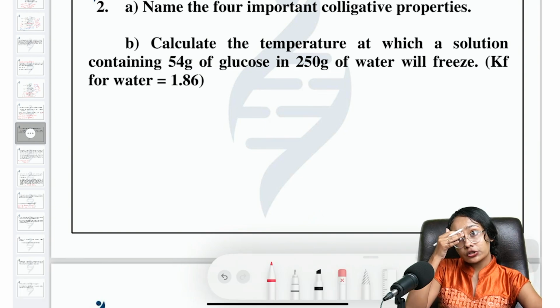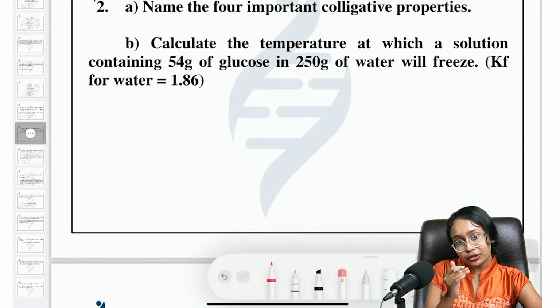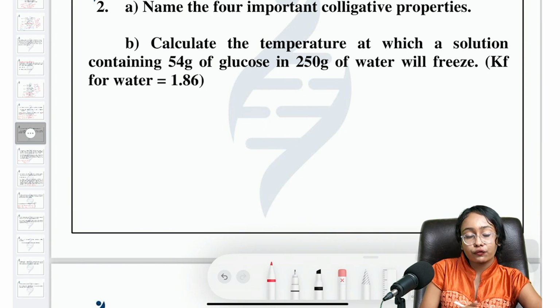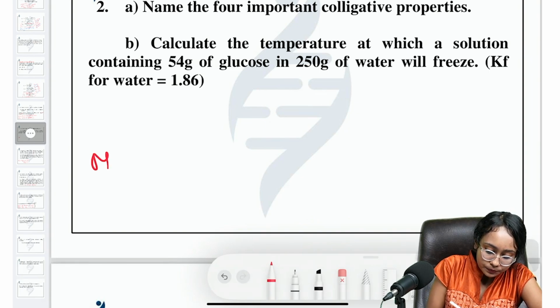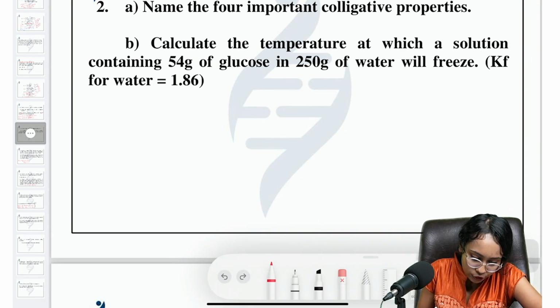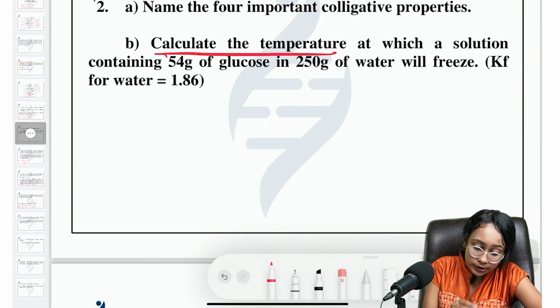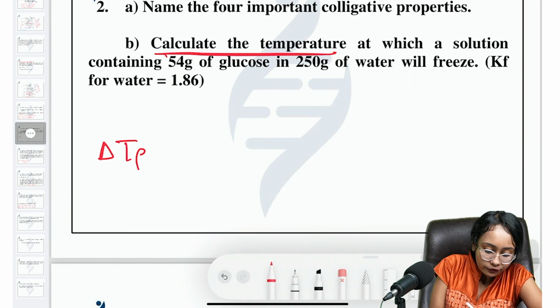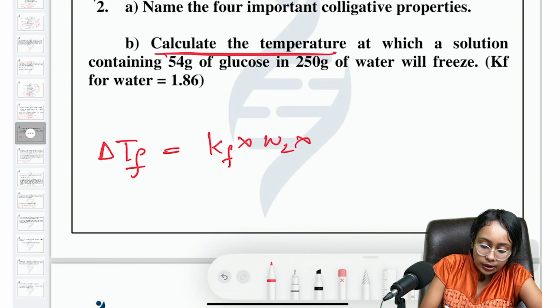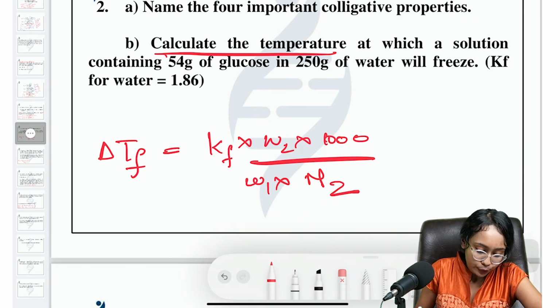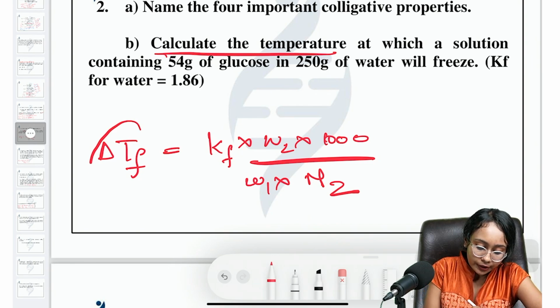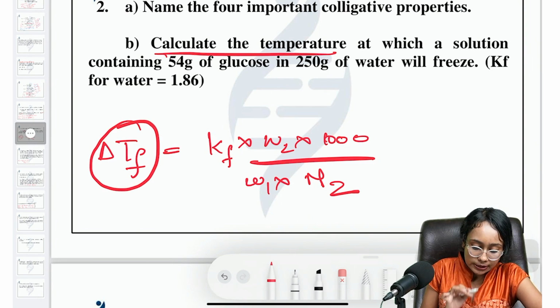Kf is given here, so we need to use the equation of depression of freezing point, because Kf is given, not Kb. So what is the equation? We need to find the temperature, delta Tf. Delta Tf means Kf into W2 into 1000 divided by W1 into M2. So according to this equation, we are finding delta Tf.